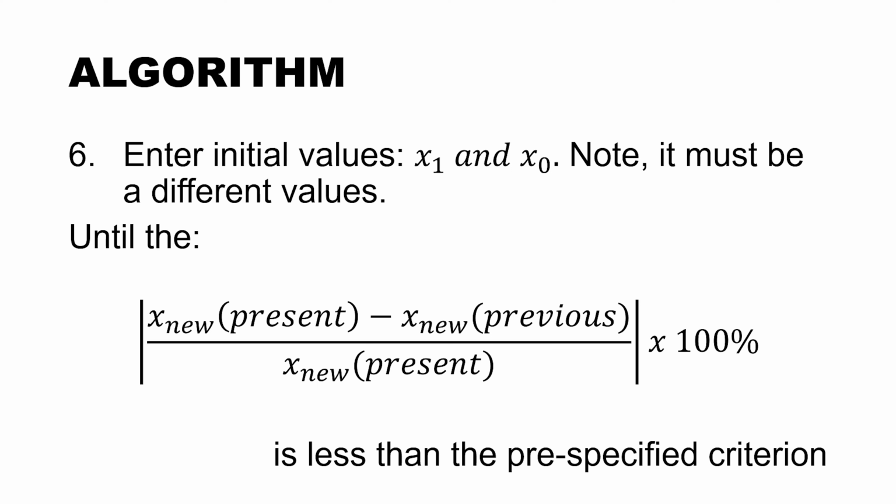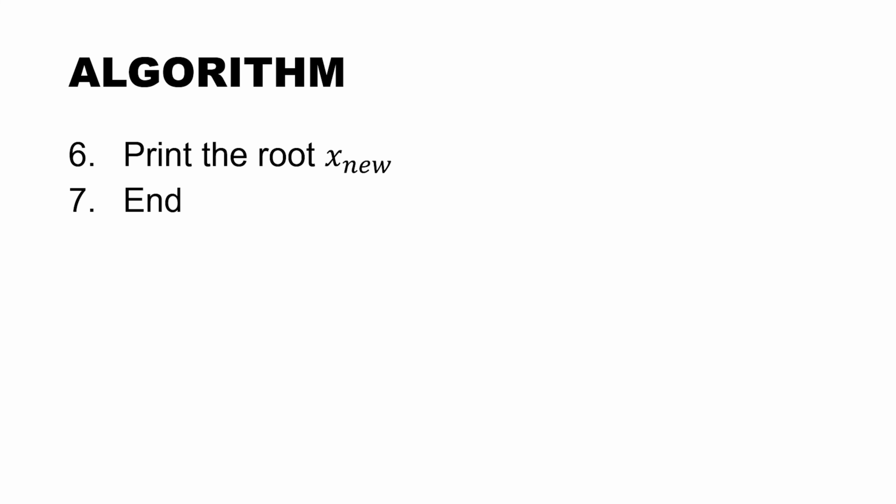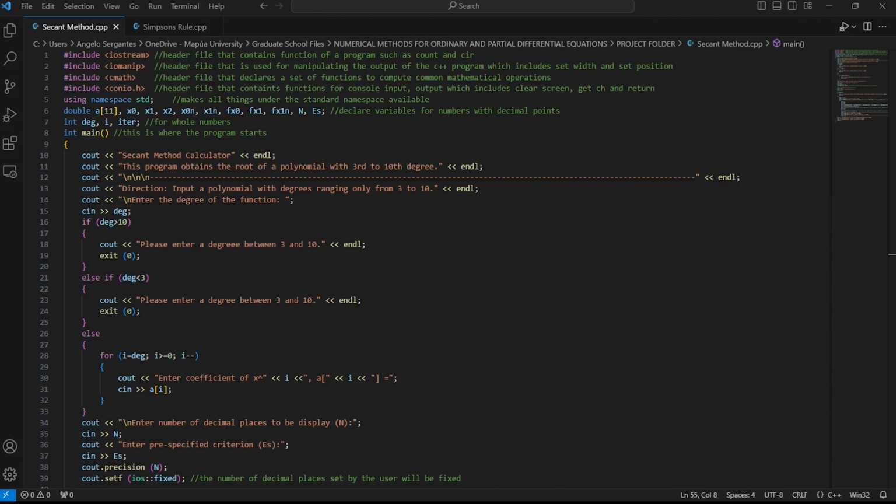After the initial values, the program will keep solving the iterations until the percentage error, which is x new of the present minus x new of the previous, all over x new of the present, times 100, is less than the pre-specified criterion set by the user. Then, if the criterion is satisfied, the program will print the new root, which is the x new, and the program will end. For our program, we will now discuss this second method.